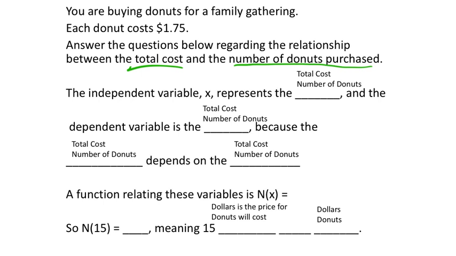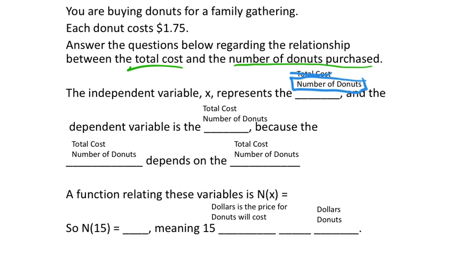Well, between these two, the one that has to happen first would have to be, you have to know how many donuts you're going to purchase first. So for this one, we're going to say donuts purchased. That is independent, right? Because it happens first. And you can think about this as well, right? How much are you going to pay? Well, it depends on how many donuts you purchase. Okay, there's that word depends.